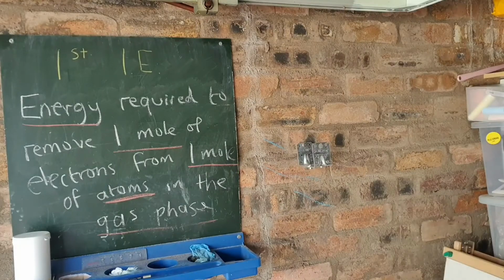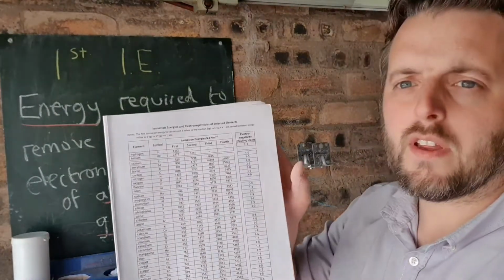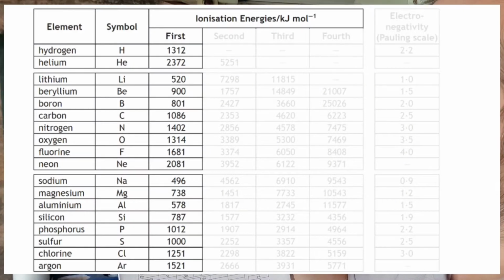So we're going to start having a wee look at the figures on page 11 and see what trends there are, and then have a look at trying to account for those trends. So first of all, if we look down our first period: lithium, beryllium, boron, carbon, nitrogen, oxygen, fluorine, neon. We've got values starting at 520, increasing to 900, slight dip, 801 for boron, but carry on our upward trend of 1086 and so on. Slight dip again for oxygen, but up again for fluorine and neon. So on the whole, along the second period rather, the values are increasing.